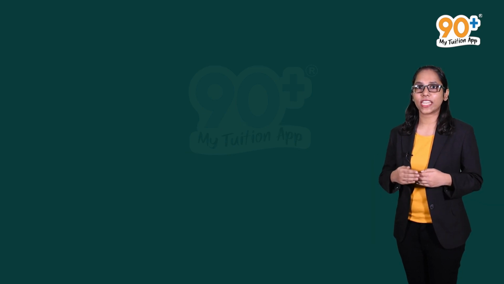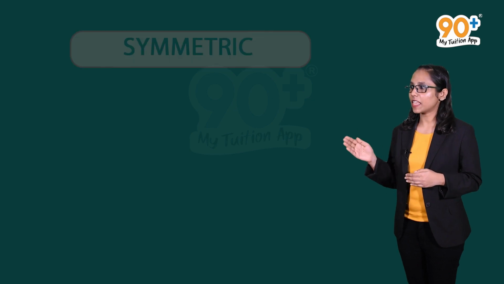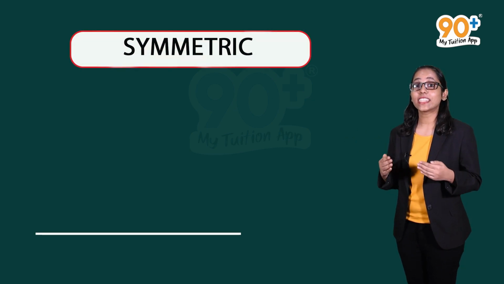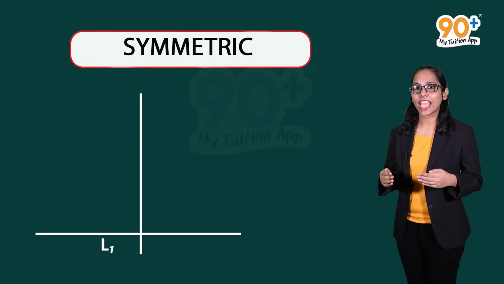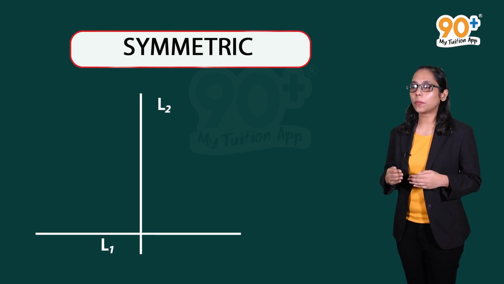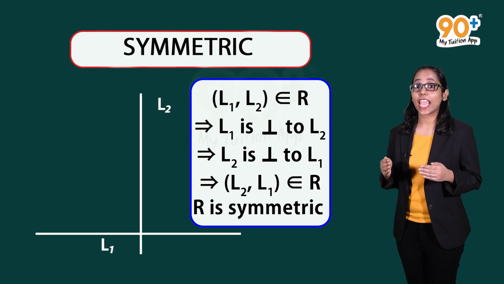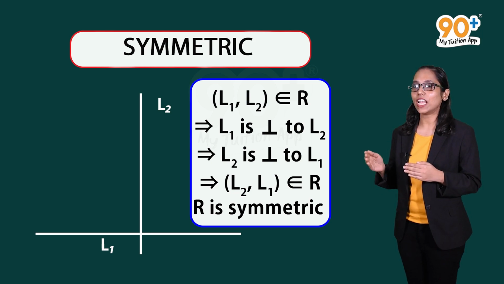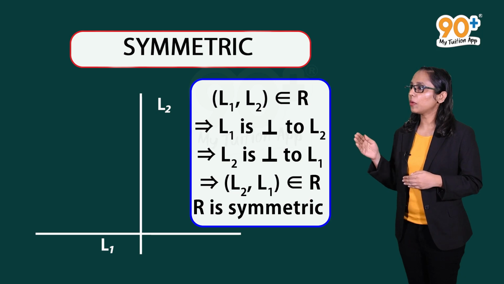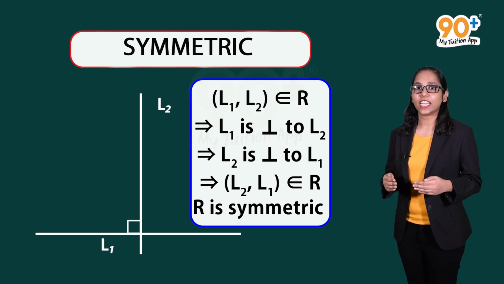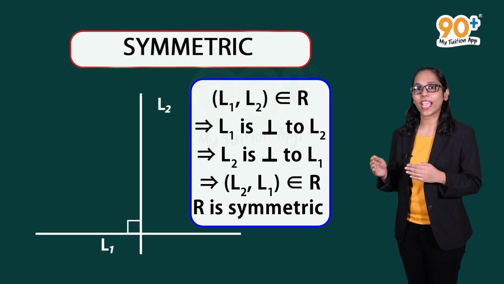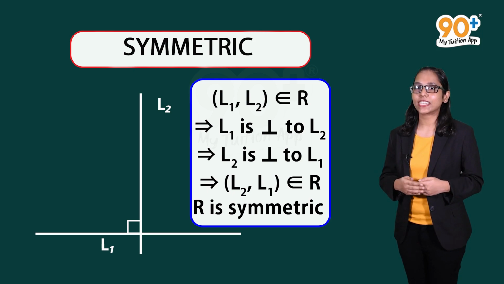Now let's check for the next property, that is symmetry. For that, consider another line, that is L2. Let the ordered pair (L1, L2) be an element of R. That is, L1 is perpendicular to L2. That is, the angle between L1 and L2 is 90 degrees. That is, L2 is perpendicular to L1, which implies that R is symmetric.